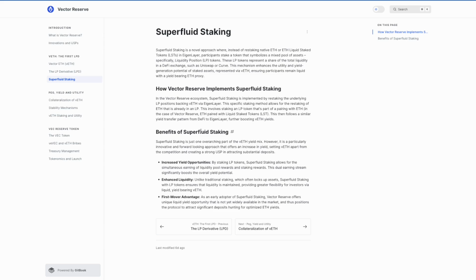So now, instead of putting just an LST, which has like a 4% interest rate, into EigenLayer and gaining the EigenLayer points, you're staking an LST plus ETH, getting trading fees, getting that 4%, and staking it into EigenLayer to get those EigenLayer points. So this is very, very interesting. And they use a lot of words in here to basically say that.